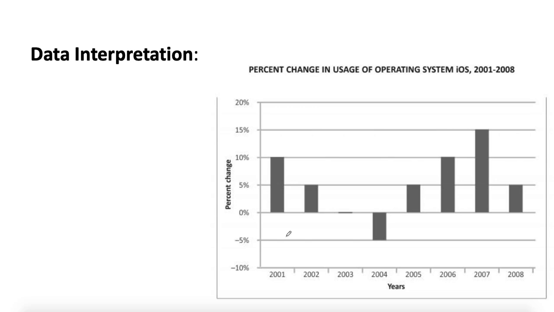Now let's move to this question. This question shows the percent change in usage of the operating system iOS from 2001 to 2008. And what exactly is meant by this 10%? This means that between the start of 2001 and the end of 2001 there is a 10% increase. So the end of 2001 is exactly the same as the start of 2002, right? That is exactly what we need to know till now. Now let's move further.